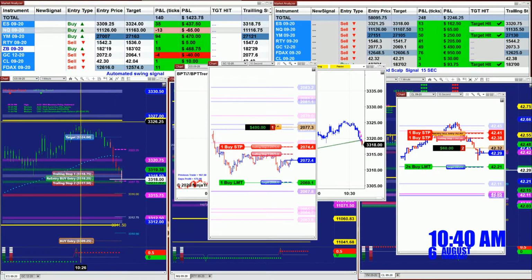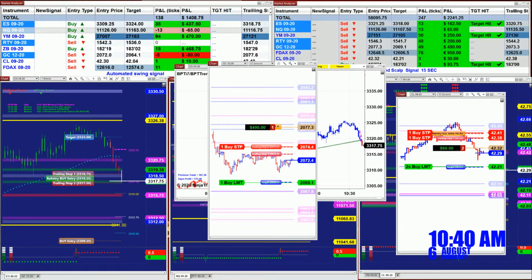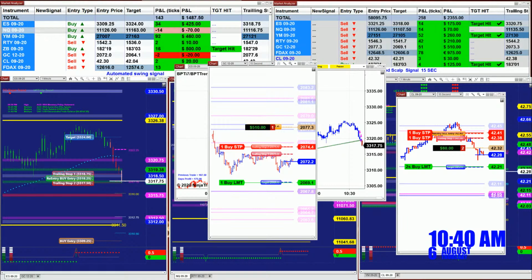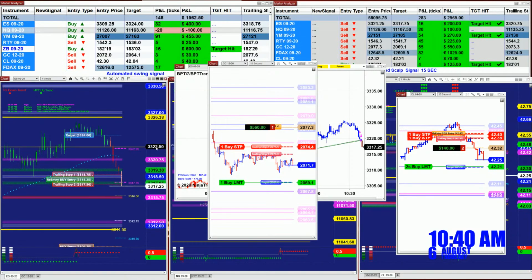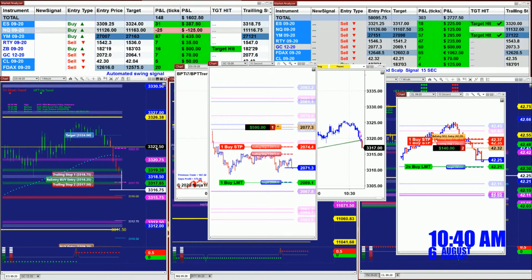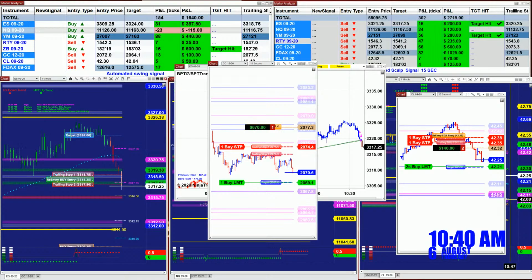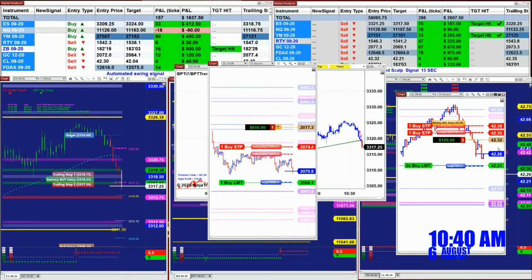So we missed by a couple ticks, and this is what we have said from the beginning. And now we are going the opposite direction. It broke all the support area, and now we are into the short position, gentlemen. Short position only. And the CL is about to hit that target.